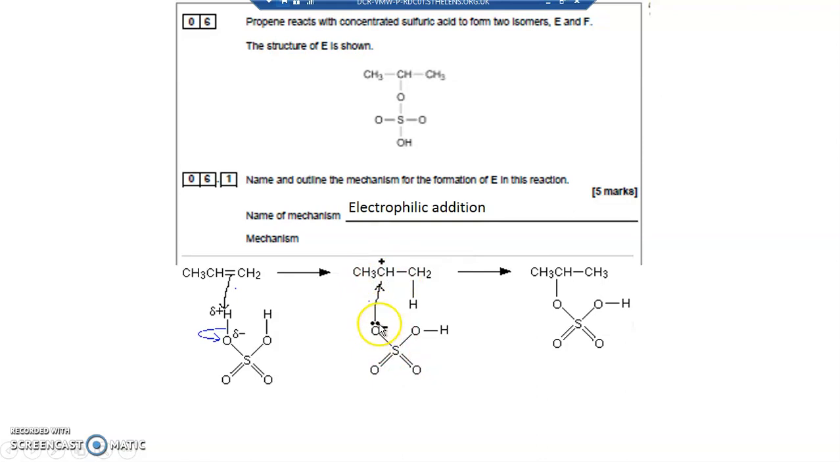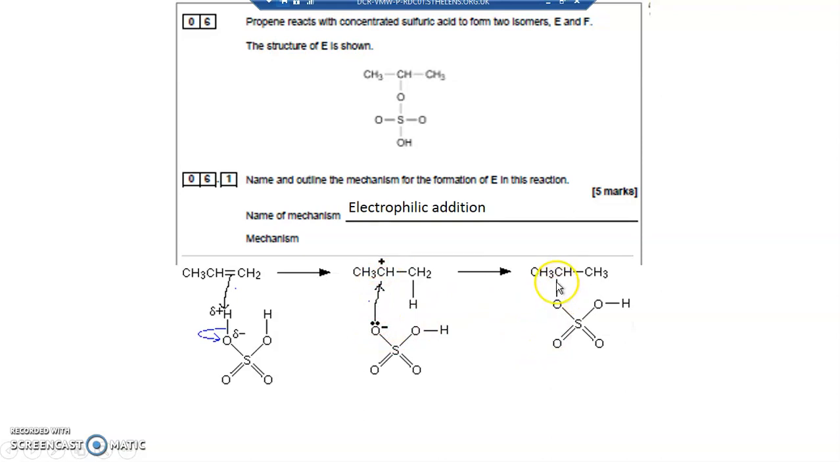Now, the arrow doesn't come from the minus charge, it comes from a lone pair of electrons. Remember, this lone pair of electrons here is going to be used to form a covalent bond. So it's got to come from the lone pair of electrons, because there'll be a pair of electrons in this covalent bond here. So it comes from the pair of electrons that are being used to bond to this carbon.